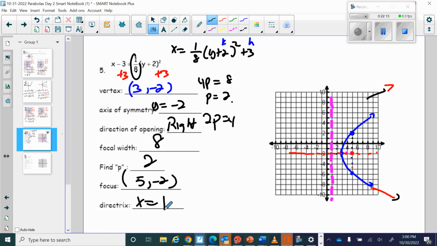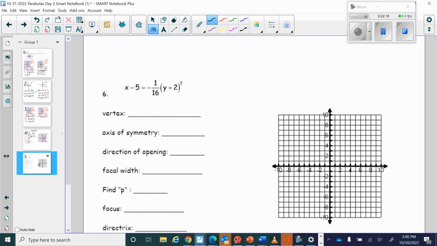All right, and then the last one. Again, let's add 5 to both sides so we can see clearly what my vertex is going to be. So we're going to have x minus 5 is equal to -1/16 (y plus 2) squared plus 5. My vertex is going to be 5, and remember, I've got to flip the sign here. It's a +2, that becomes -2. So that's my vertex.